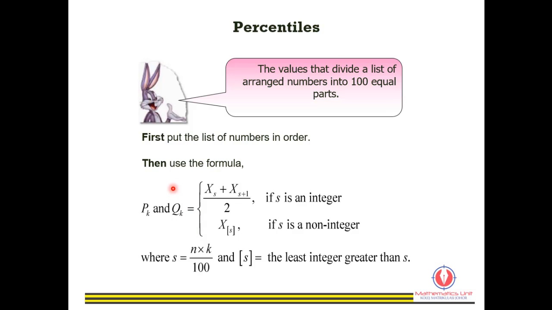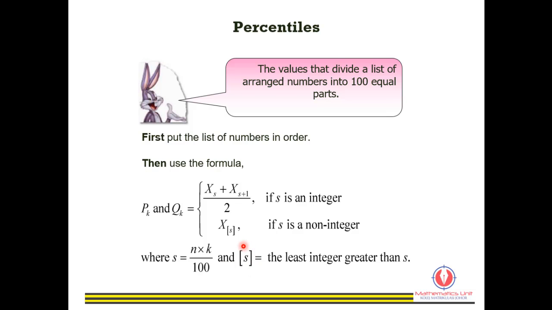First, you find S. What is S? S is N times K over 100. What is N? N is the number of data. What is K? K is this. So you divide by 100.